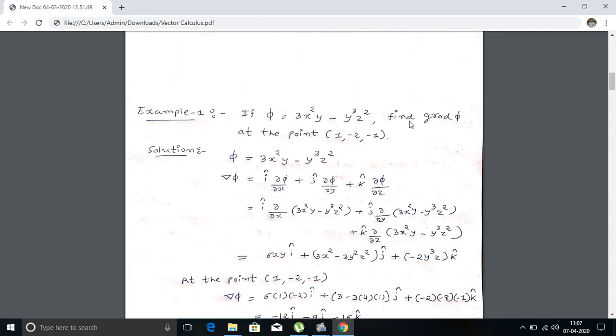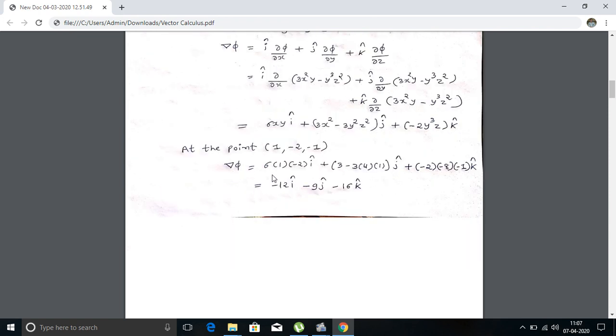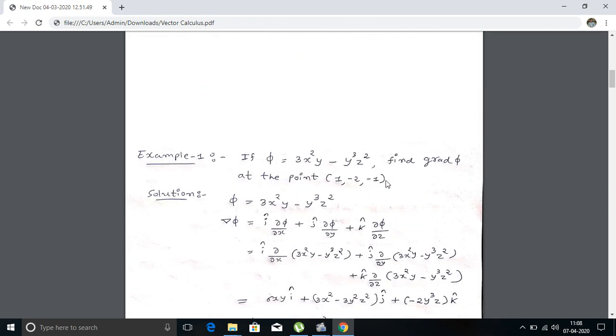Now we have to find this gradient phi at the point (1, -2, -1). Simply we have to replace x by 1, y by -2 and z by -1 in this expression. So we get gradient phi is equal to 6 into 1 into -2 i plus (3 minus 3 into 4 into 1) j plus (-2 into -8 into -1) k. Clear? So the final answer will be -12i minus 9j minus 16k. This is our final answer for gradient phi.